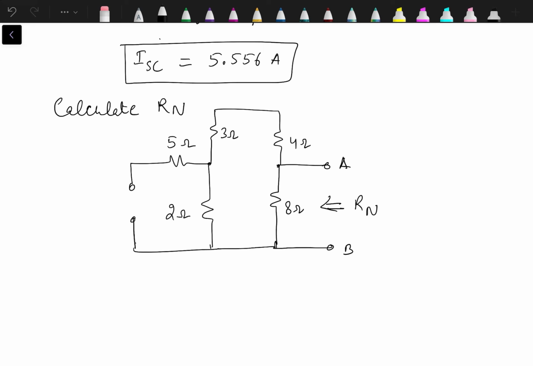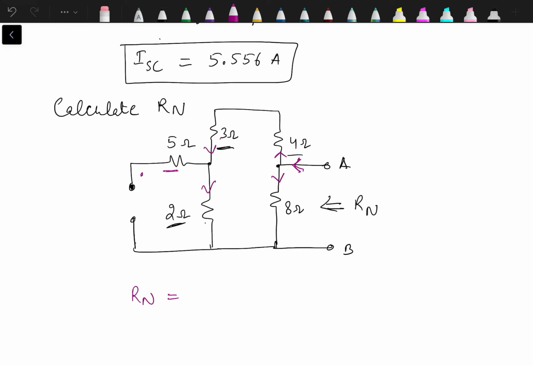Now this 5 ohm resistance is not having any impact on the equivalent resistance of the circuit since its one side is open. So 2, 3 and 4, they are in series and their series combination is in parallel with 8. For that you can assume that if any current is flowing from this terminal A, how it will flow. It will get divided into two parts. Then from 4 to 3, 3 to 2, because on this side it's open, no current will flow through the 5 ohm. It means 3, 2 and 4, they are in series and that resultant is in parallel with 8.